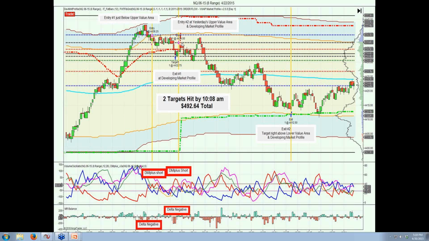And then I decided to leave my stop right above there, and let's see if it could go all the way across fair value area. And I put a target in right above the lower value area in the developing market profile. And indeed it went. It was a beautiful trade.